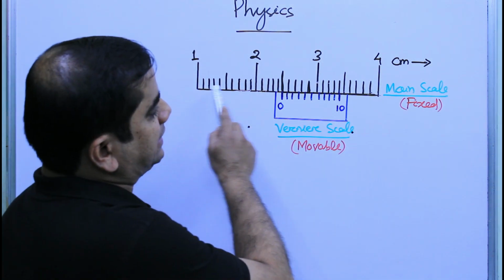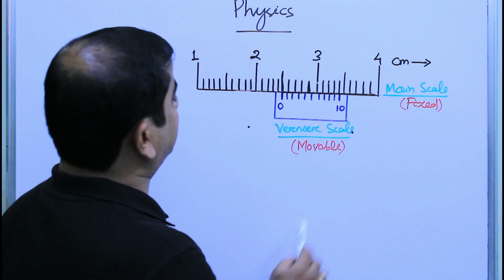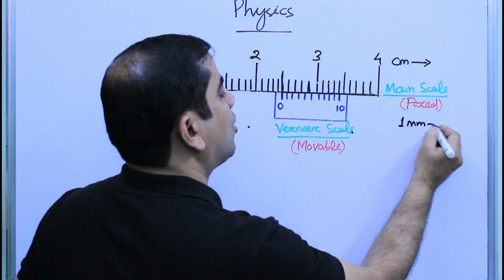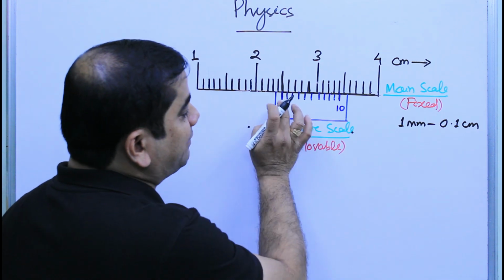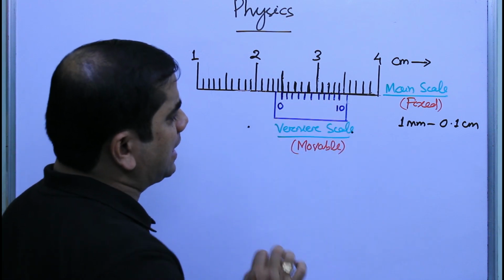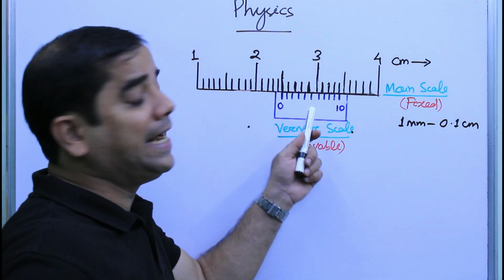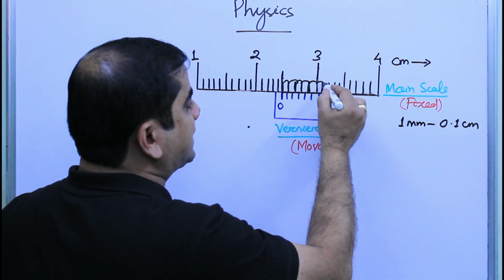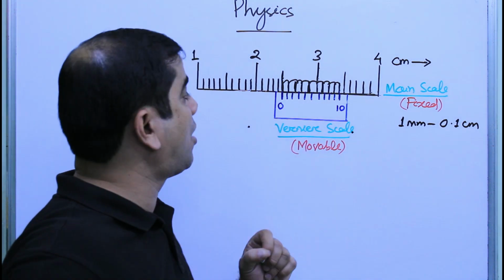Okay, so here you can clearly see that there is a main scale which is fixed and this is the movable Vernier scale. As we have already discussed, each division of the main scale is 1 millimeter or 0.1 centimeter. And how many divisions are there in this case? You can clearly observe that the Vernier scale has 10 divisions, and let us find out how many divisions of the main scale coincide with the 10 divisions of Vernier scale. Let us find out. So 1 division, 2, 3, 4, 5, 6, 7, 8 and 9. So 9 divisions of the main scale coincide with 10 divisions of Vernier scale.